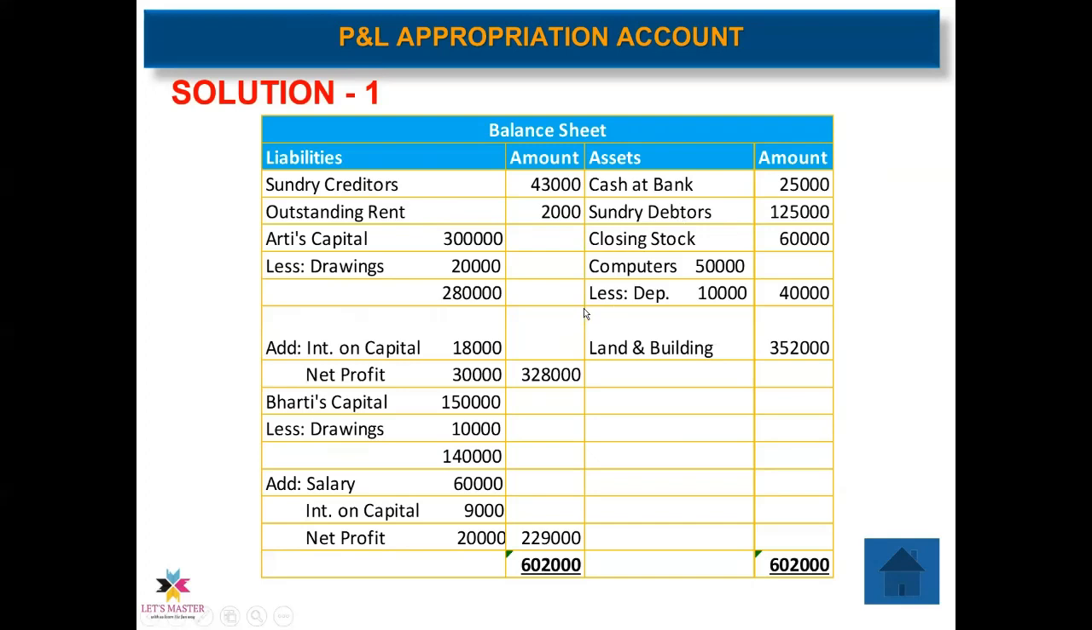And the rest of the details are coming from the trial balance, except for the depreciation on computers, which is coming from the adjustments. So this last example that we have discussed was an end-to-end solution for preparation of final accounts for a partnership firm.